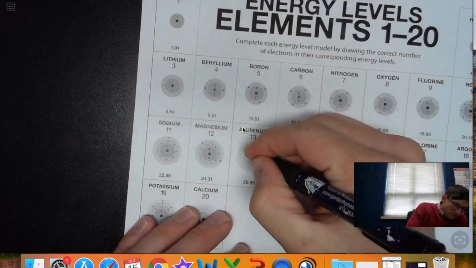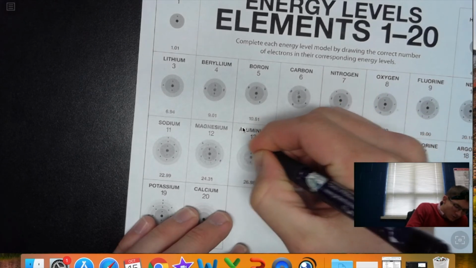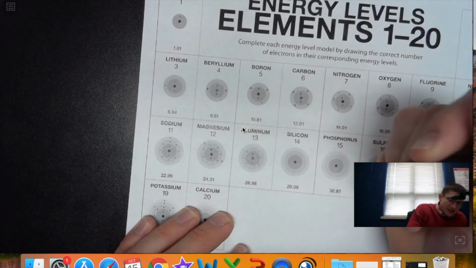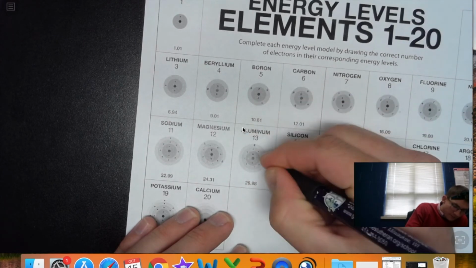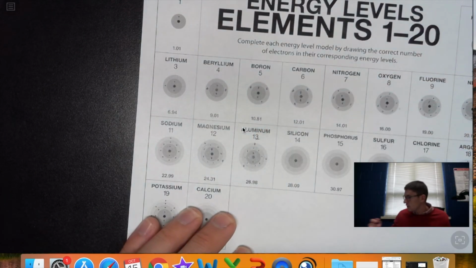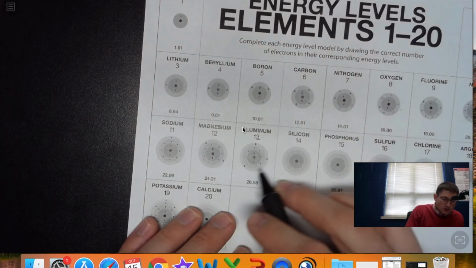Aluminum has a total of 13, so my first level has 2. My next level has 8. That's 10, and then there would be 3 more in this outer level because it has that 3 in terms of where it's located on the periodic table. Aluminum is in group 13. It has 3 in the outer level.